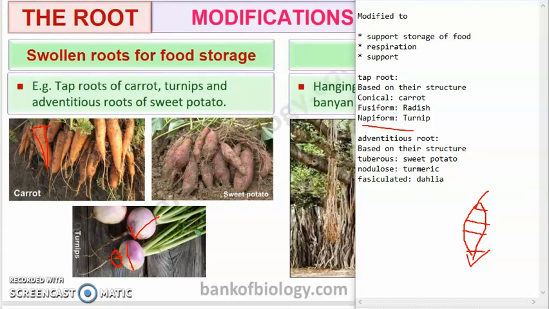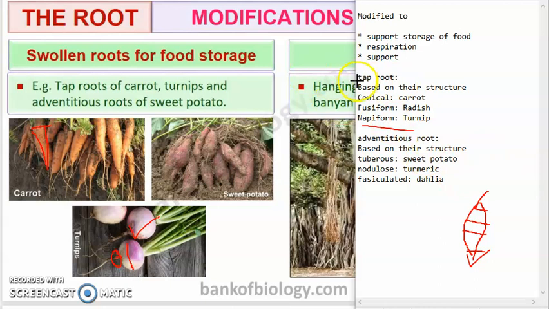Taproots store their extra food in the swollen root, and these swollen roots have different structures in different plants. That is what we learned now. It is conical in carrot, it is fusiform in radish, and it is napiform in turnip. Okay, now let us move on to the next root, that is the adventitious root.